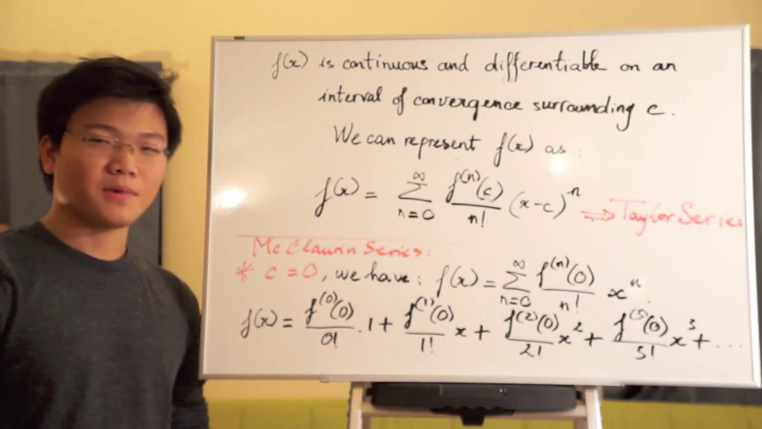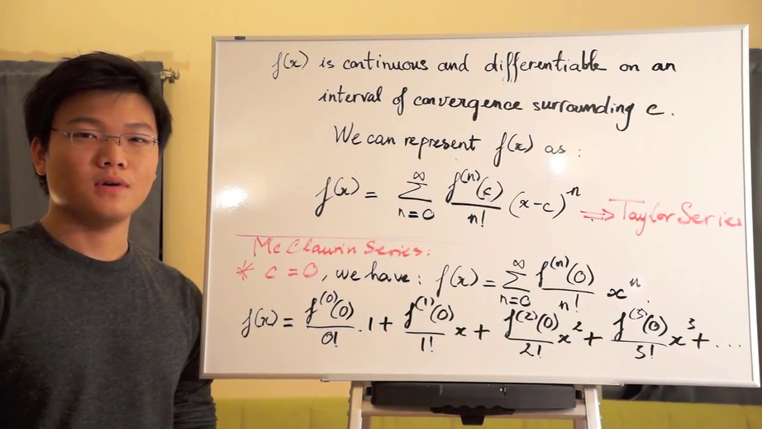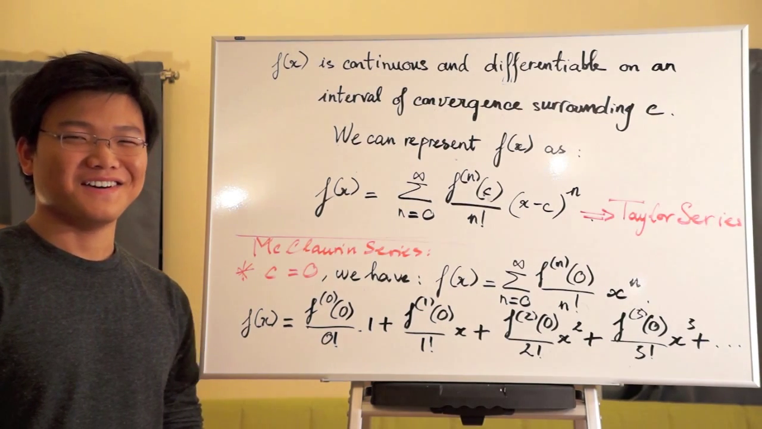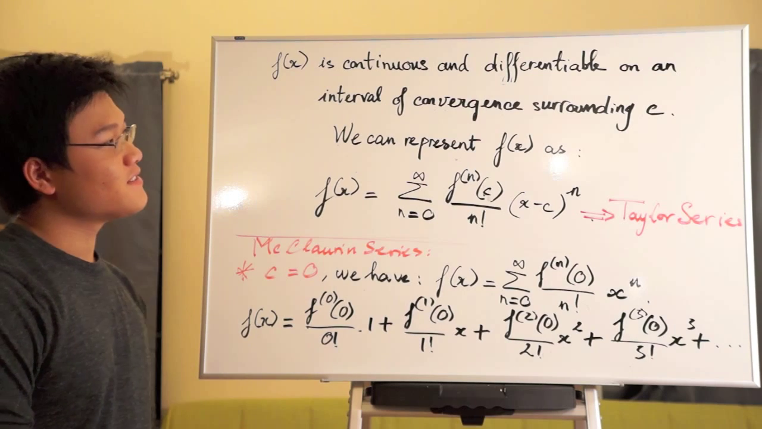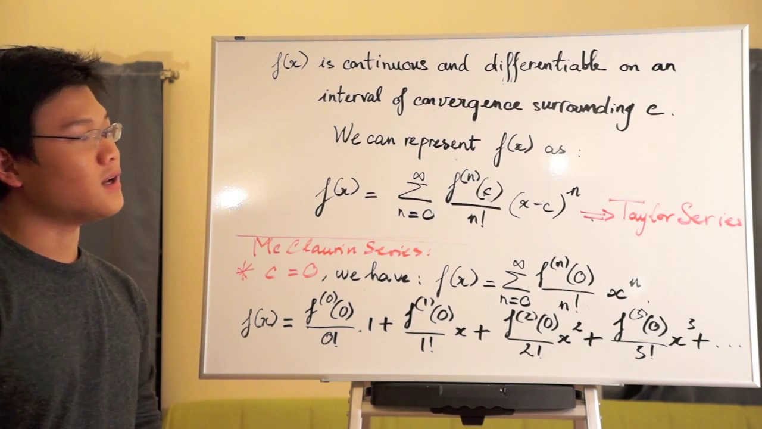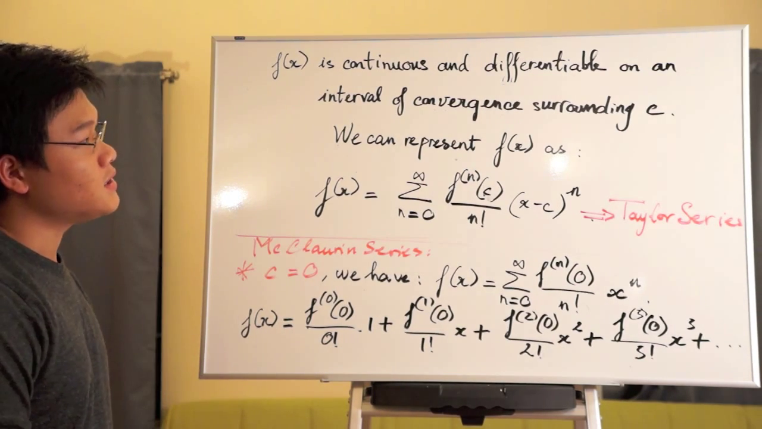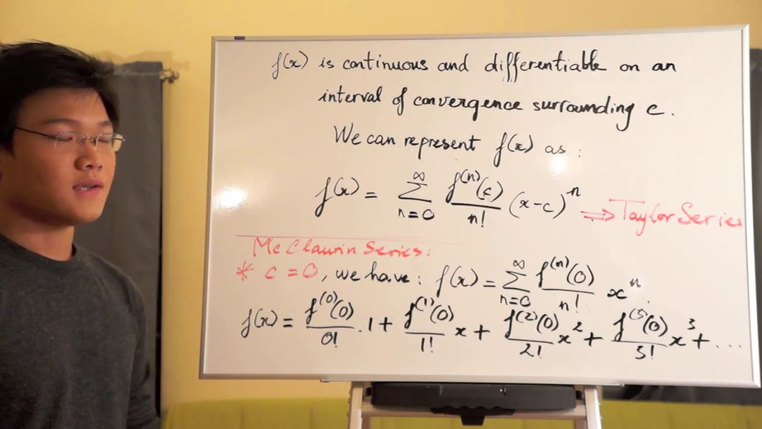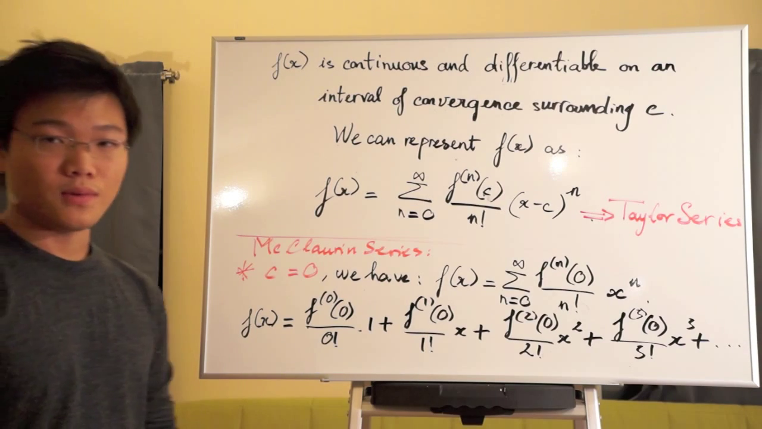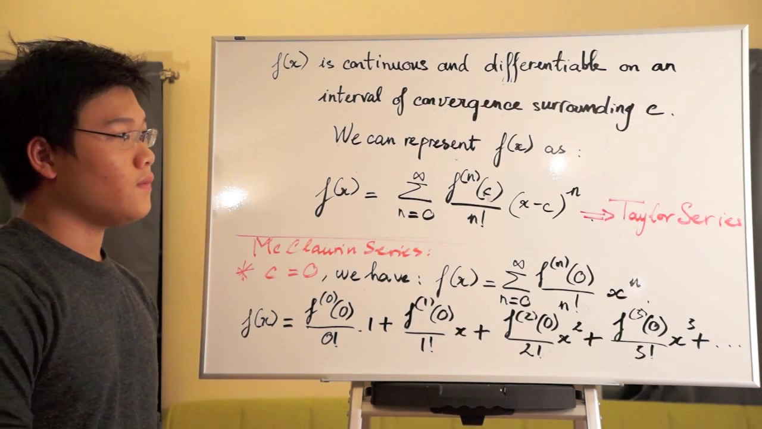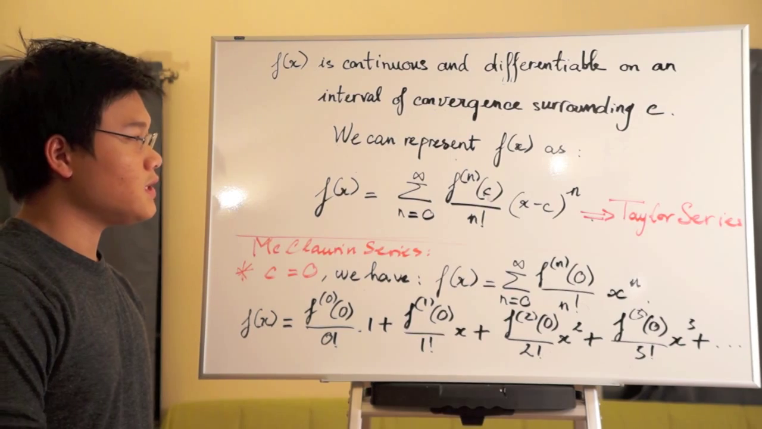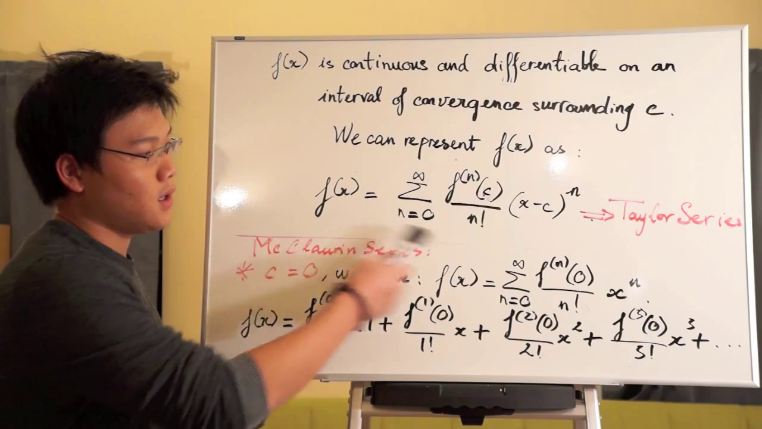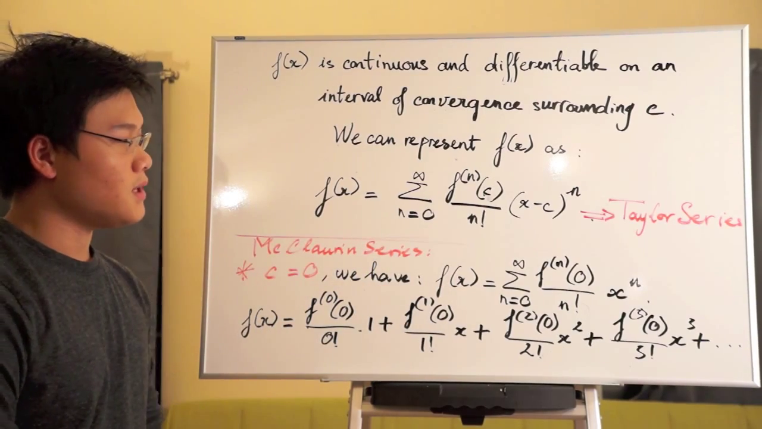Hello everybody, today I'm going to show you how to represent a function f of x using Taylor series. If you have a function f of x, as long as it's continuous and differentiable on an interval of convergence surrounding a number c, as long as the constant belongs to the real numbers, we can represent f of x with the following equation.